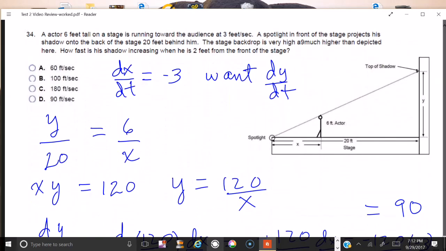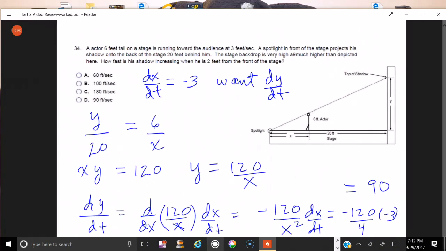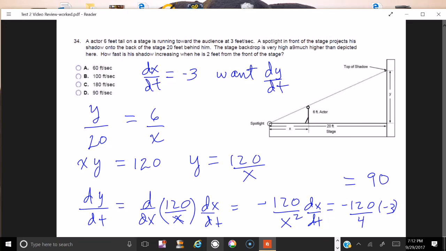Now, the last problem here is a related rate problem. And we have an actor on a stage. The actor is 6 feet. We say the position from the front of the stage is x. And with a spotlight right there at the front of the stage, the actor has a shadow that is depicted by being y feet high.